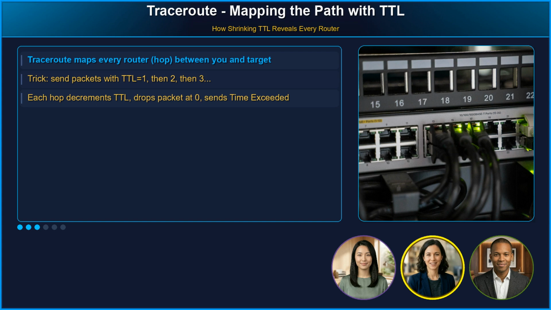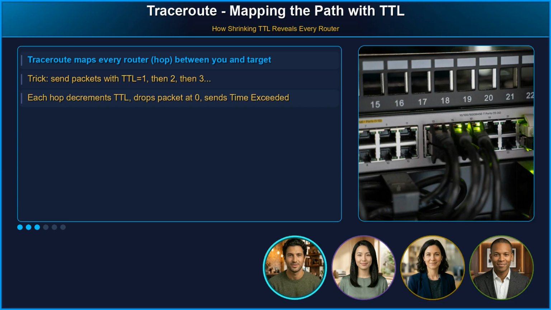Exactly, River. That is the whole trick. When time to live hits 0, the router sends back a time exceeded message, which is ICMP type 11. And that reply reveals the router's identity. Traceroute then sends another probe with a time to live of 2, which gets dropped by the second router. And so on until the probe reaches the destination.